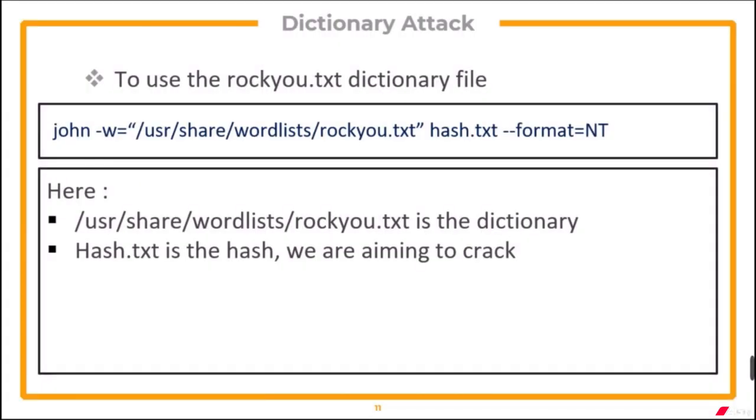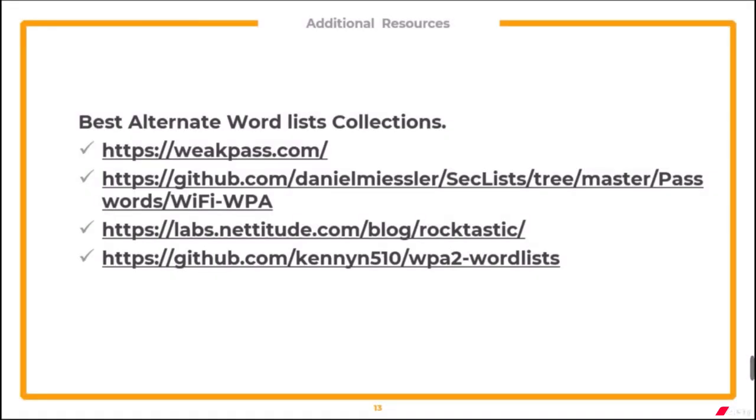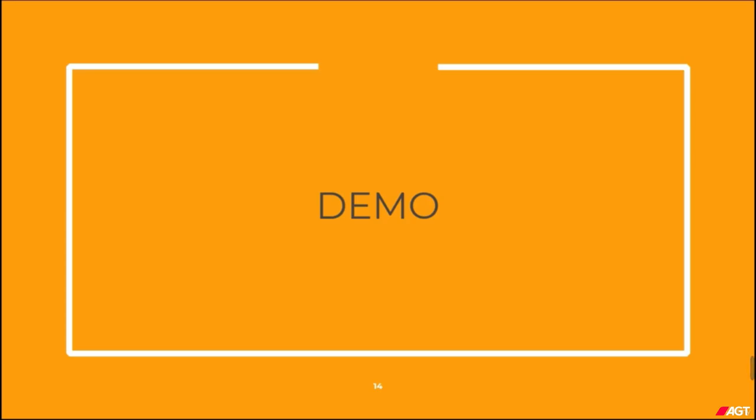Now to use John with RockYou dictionary, use the command as shown on the screen. Here rockyou.txt is the dictionary and hash.txt is the hash file that we are aiming to crack. And once the password is cracked, it will be displayed on screen. If you want to try some other dictionaries against the passwords, I have already provided the link in the presentation. Now let's see the demonstration.